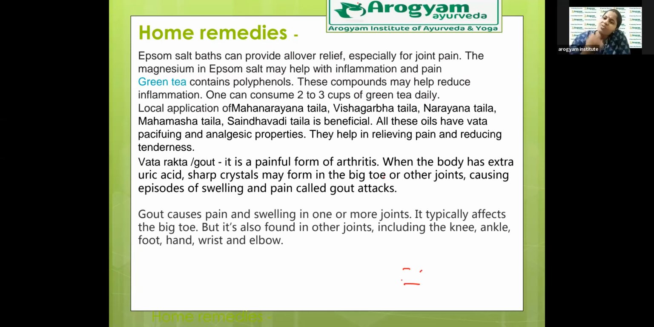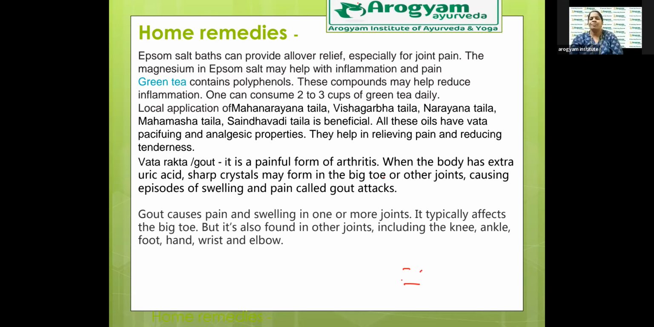It's a painful form of arthritis. When the body has extra uric acid, sharp crystals may form in the big toe or other joints, causing episodes of swelling and pain called gout attacks. So, जब भी ये gout attacks आते हैं, the pain is so severe that even a bed sheet touching that specific area would induce too much pain.